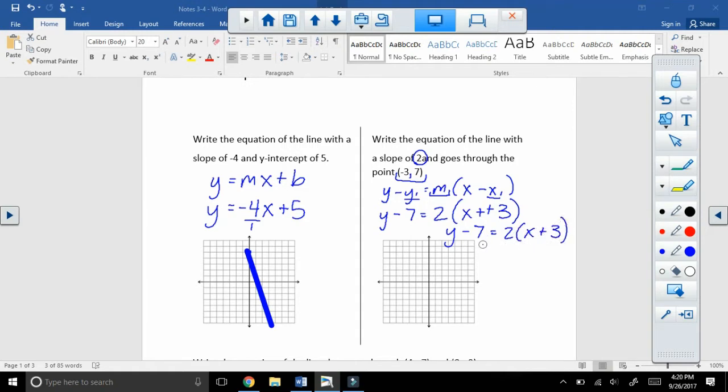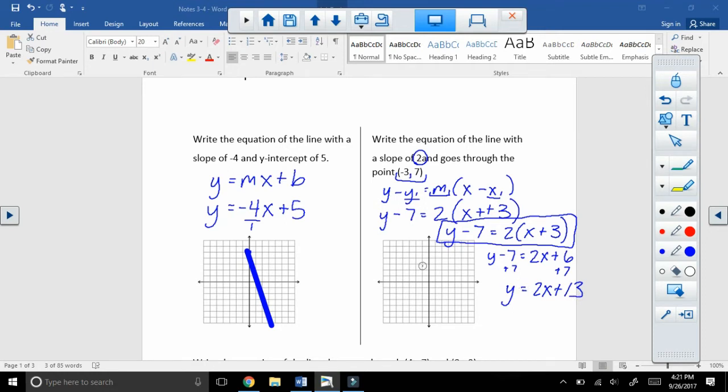So if the directions just ask for an equation of a line, technically this is the equation of a line. It's just written in point-slope form. So really you could be done at this point. If they want you to write it in slope-intercept form, then you'd have to go through and solve for y. So if that were the case, I would distribute the 2, and then I would add over the 7. So y equals 2x plus 13.